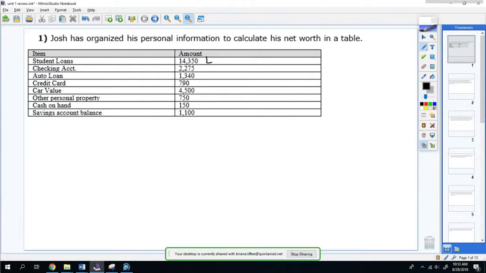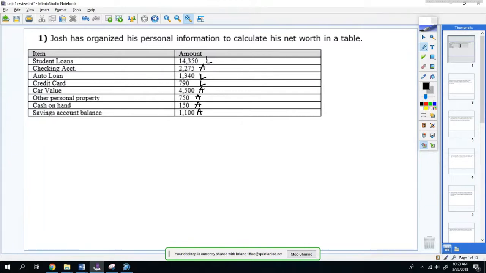A checking account is an asset because that's your money in your bank. Auto loan is a liability because you have to pay back the car. A credit card is a liability. Your car value is an asset. Personal property is an asset. Cash on hand is an asset. And savings account is an asset.